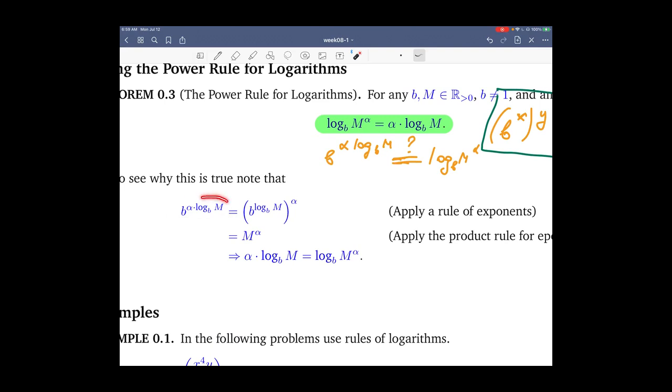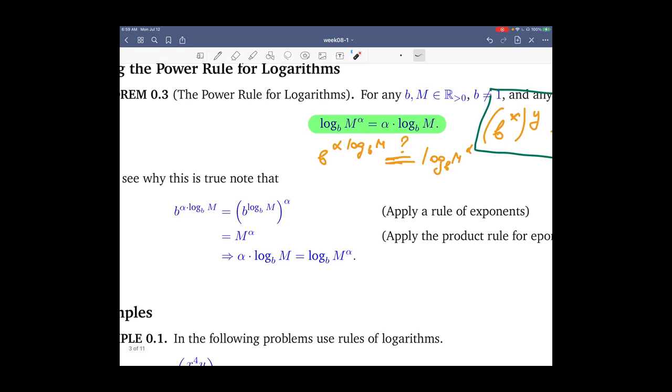We are raising b to the power alpha times log M base b, and I'm going to call this x and this y. So I'm first raising b to the power x, which is b to the power log M base b, which is of course M, by the very definition of logarithm. So what's left is M to the power alpha. Therefore, by definition, we get the desired result.